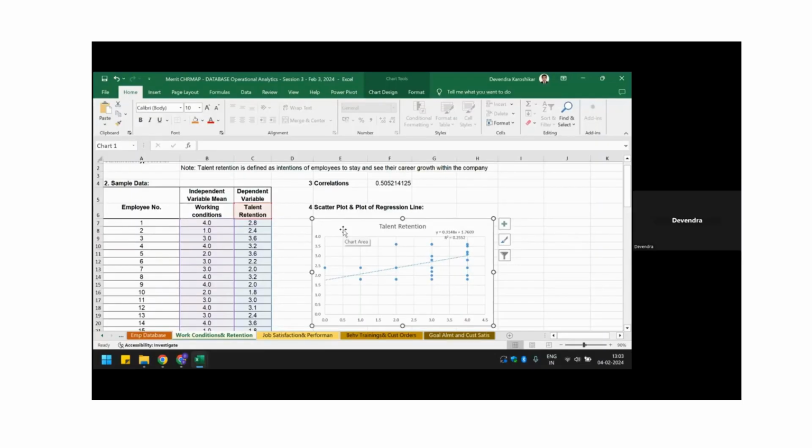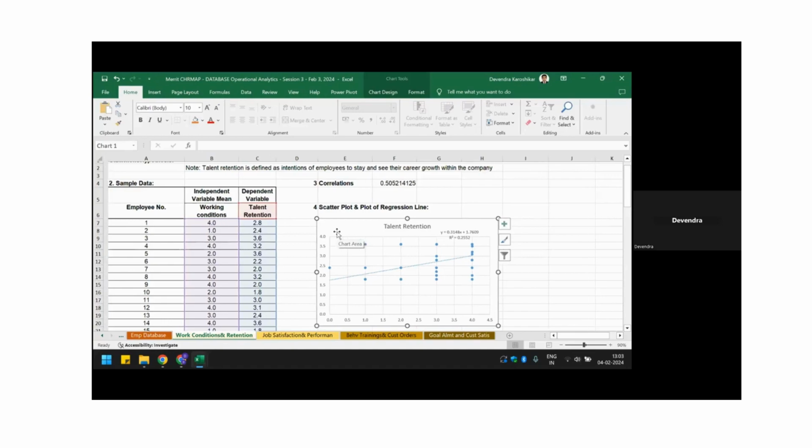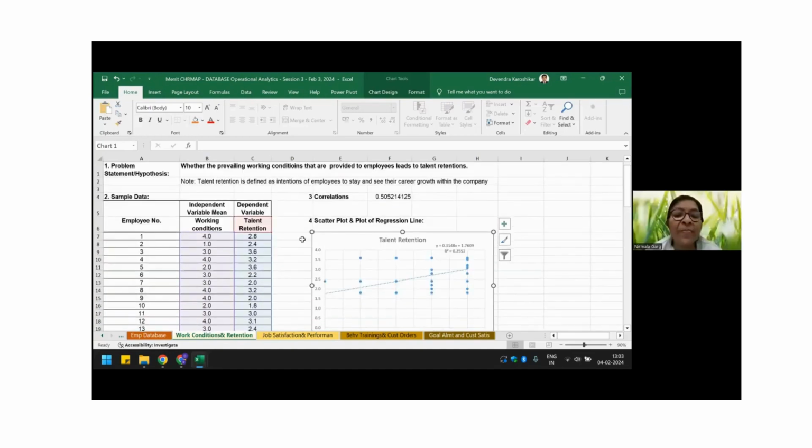So this is the first one. True or false? Is talent retention dependent on working conditions? True or false? Other group members can also respond. Is it true or false? False. Yeah. So next one, can you show me the next?